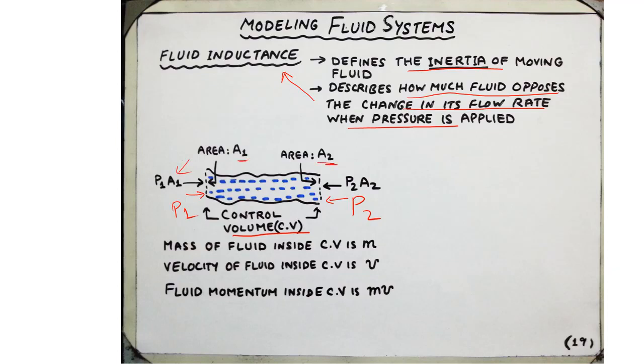Then, to derive the expression of fluid inductance, we need to define the mass of the fluid inside the control volume, that is M. And later on, we shall also describe the density. It's not mentioned here on this slide. Nevertheless, the velocity of the fluid inside the control volume is small v. And the fluid momentum then becomes M times v.